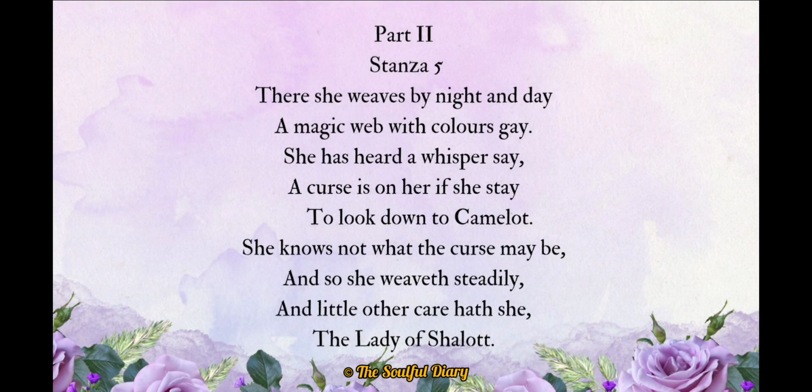Part 2, stanza 5. There she weaves, by night and day, a magic web with colors gay. She has heard a whisper say, a curse is on her if she stay to look down to Camelot. She knows not what the curse may be, and so she weaveth steadily, and little other care had she, the Lady of Shalott. Every individual has a web of thoughts and ideas that they are busy with on a daily basis.